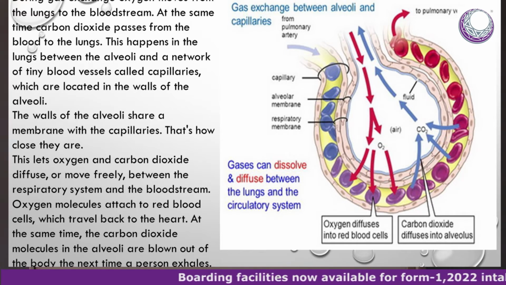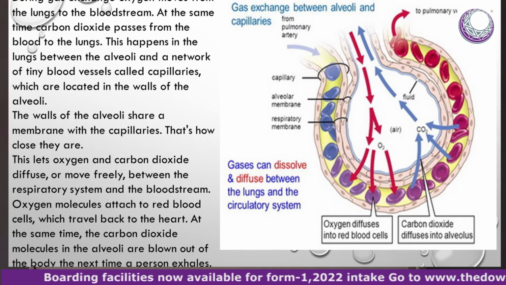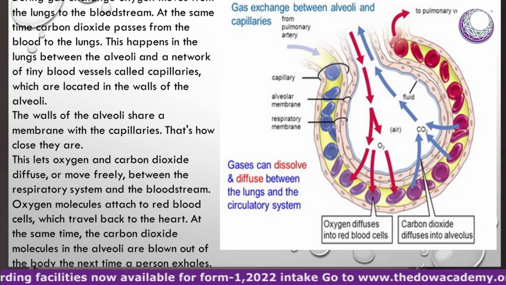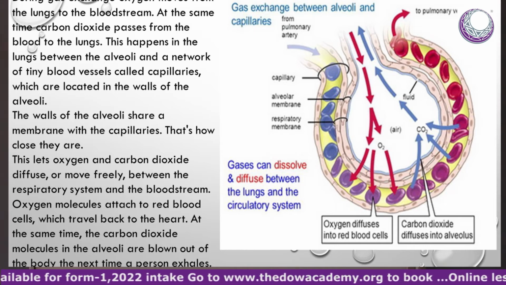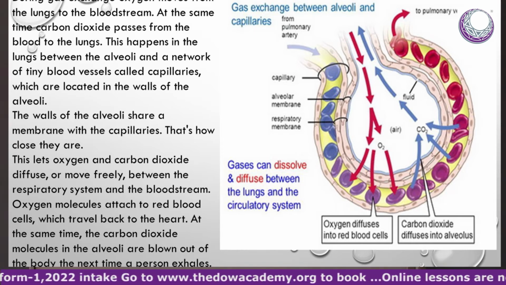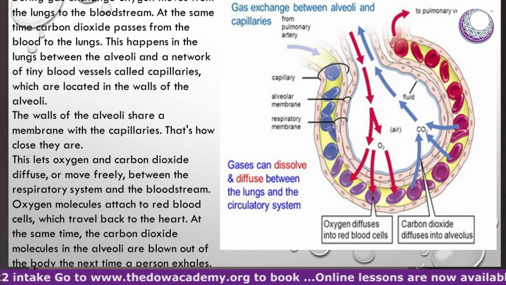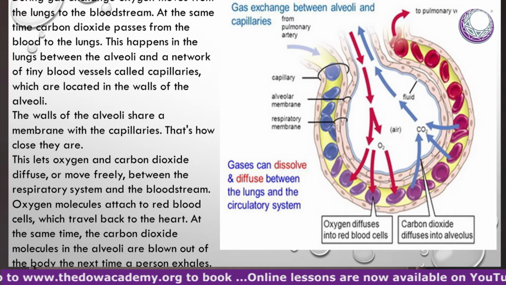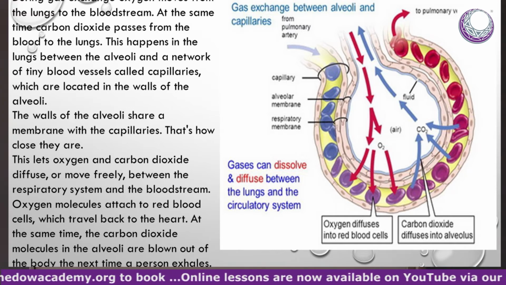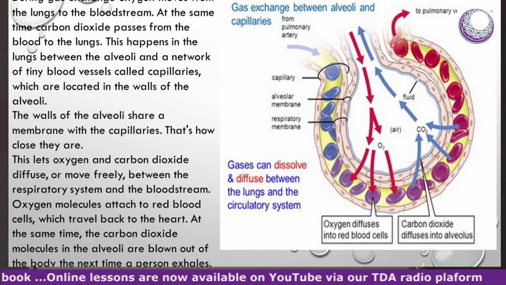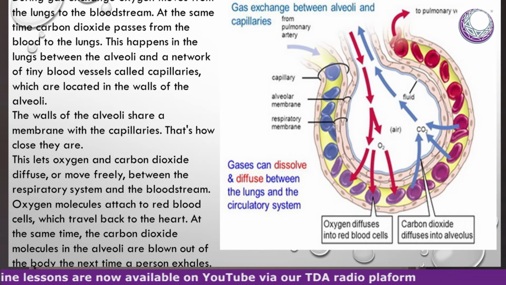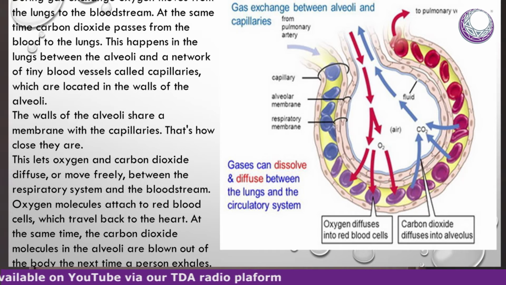Now, the walls of the alveolus have a special characteristic which allows oxygen to go into the bloodstream and carbon dioxide to go out of the bloodstream into the air sac. Now, the alveolus is said to be semi-permeable. This is to say it allows only certain items to go in and only certain items to go out through it.